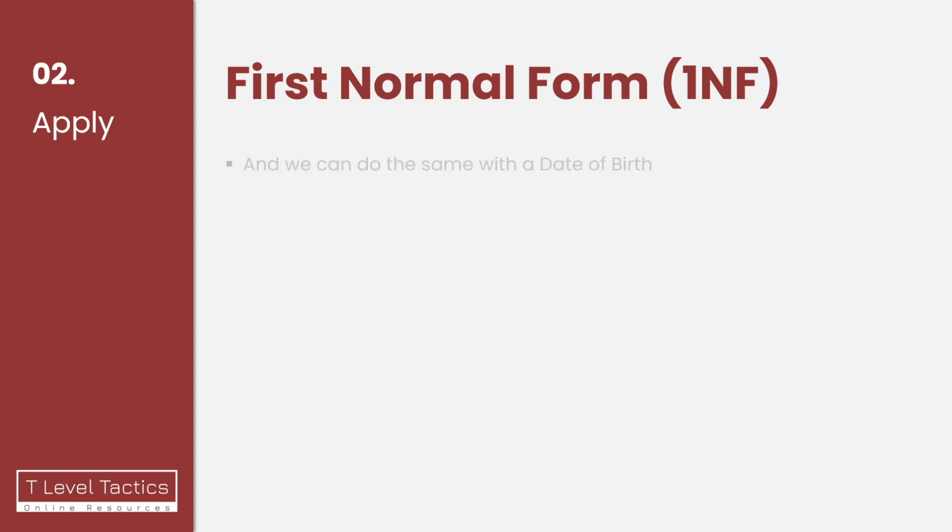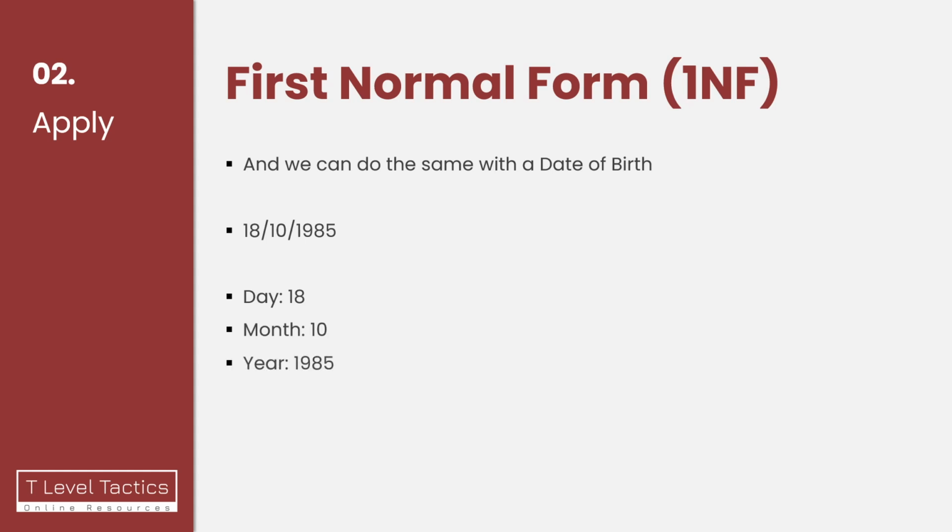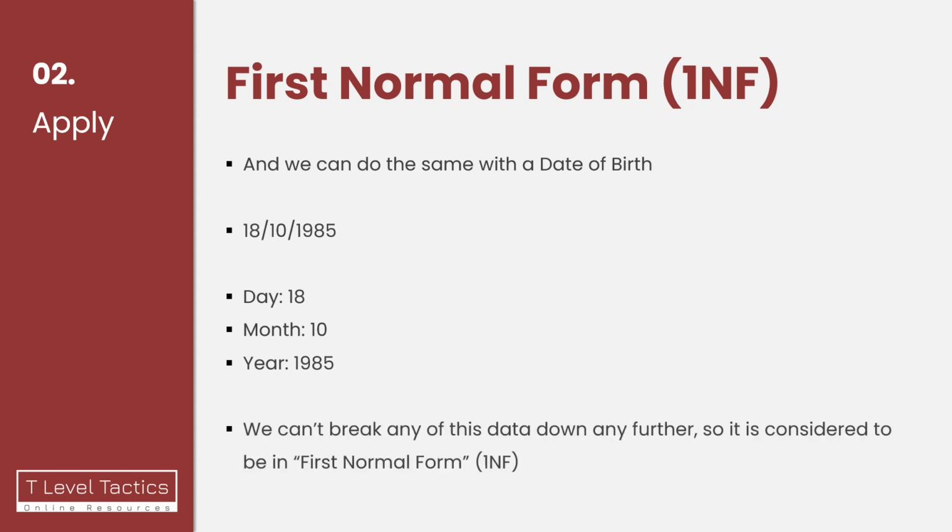And we can do exactly the same with the date of birth. Here we've got a date of birth which is 18th of October 1985, formatted as 18/10/1985. We can split this down into the day, which is 18, the month, which is 10, and the year, which is 1985. Now we can't break any of this data down any further, so it's considered to be in 1st normal form.